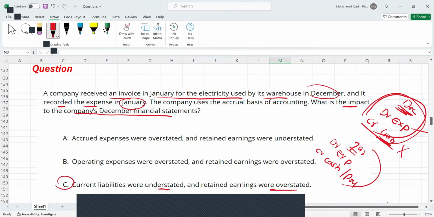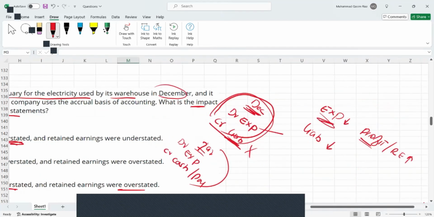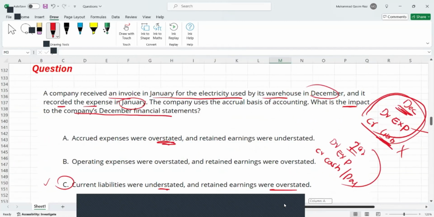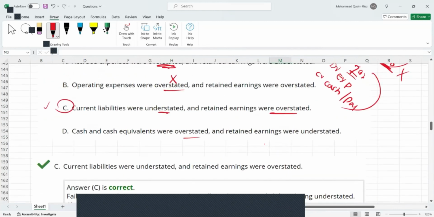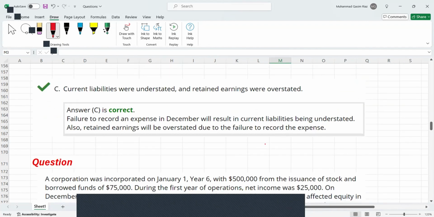If you look at option C, current liabilities were understated and retained earnings were overstated. Yes, it's correct. Option A, accrued expenses were overstated. No, expenses are not overstated, expenses are understated. Option B, operating expenses were overstated. No, expenses are understated, right? So C is the correct option. Then option D, cash and cash equivalents were overstated and retained earning were understated. No, retained earning is overstated, right? So it means option C is the correct one.